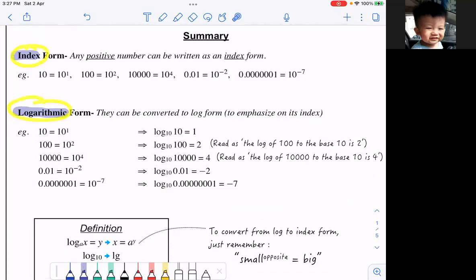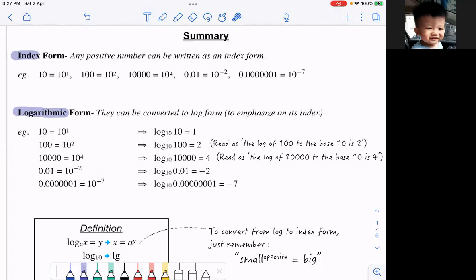For the same reason, I'm paying attention to how many zeros there are. So I can convert index form to log form so that I focus on the index. What are the indices in my first row of examples? My indices are 1, 2, 4, negative 2, and negative 7. These numbers start to matter when you're going very, very big. When we're doing small, if I got $5 and you got $8, 5 and 8 does matter. My 5 and your 8 is worlds apart. But what if I got 70 trillion and you got 6 billion?